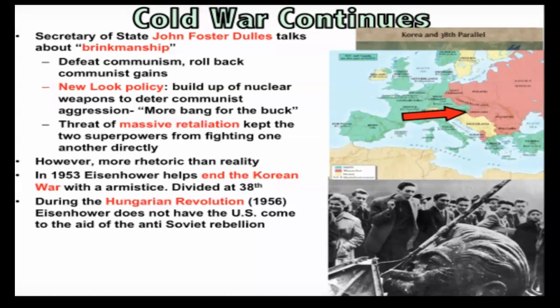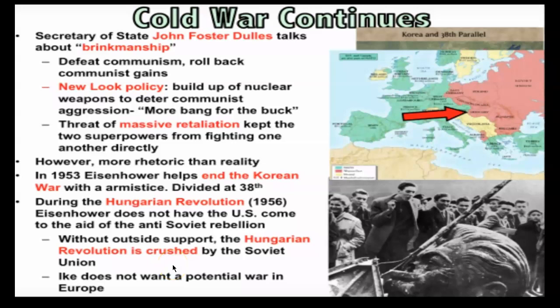Soviet troops went into Budapest, squashing the rebellion, and Eisenhower does not have the United States come to the aid of the anti-Soviet rebellion that took place in Hungary. So without outside support, the Hungarian Revolution was crushed by Soviet tanks. And the reason the United States gave is that we did not want a potential war with the Soviet Union in Europe.